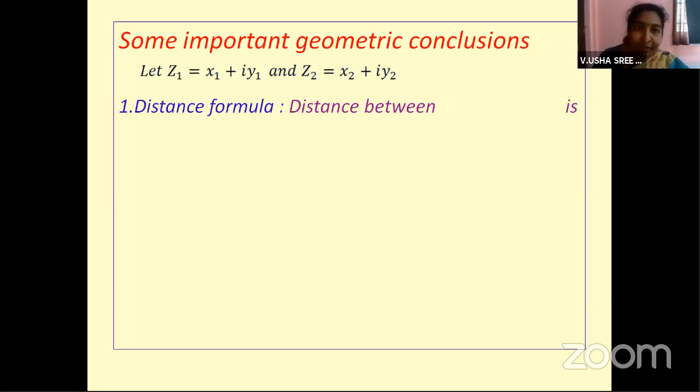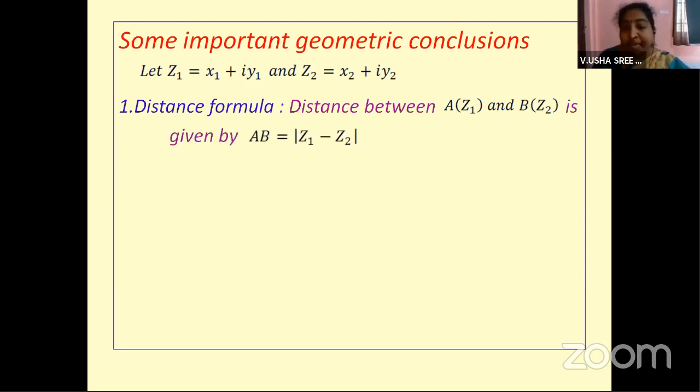When 2 points are given to you, you know how to find out the distance. It is nothing but root of (x2 minus x1) whole square plus (y2 minus y1) whole square. The same distance formula we do have in complex numbers also. Here we define the distance between the points A and B, which are represented with Z1 and Z2, the two complex numbers, it will be given by AB is equal to mod of Z1 minus Z2. What are Z1 and Z2? Z1 and Z2 are two complex numbers which are representing the points A and B, children.